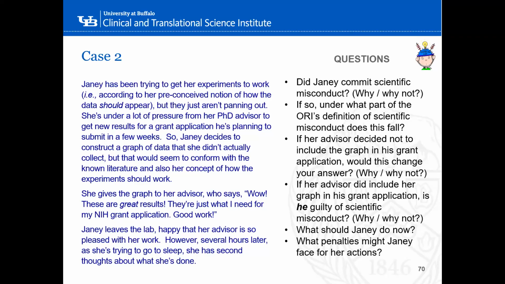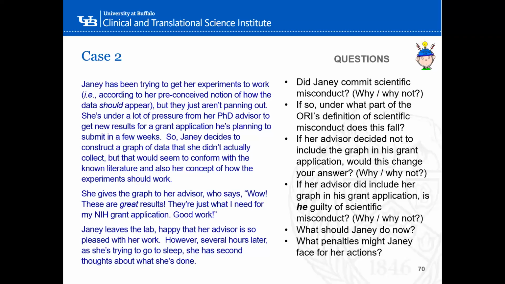So Janie decides to construct a graph of data that she didn't actually collect, but that would seem to conform with the known literature and also her concept of how the experiment should work. She gives the graph to her advisor, who says, "Wow, these are great results. They're just what I needed for my NIH grant application. Good work." Janie leaves the lab, happy that her advisor is so pleased with her work.